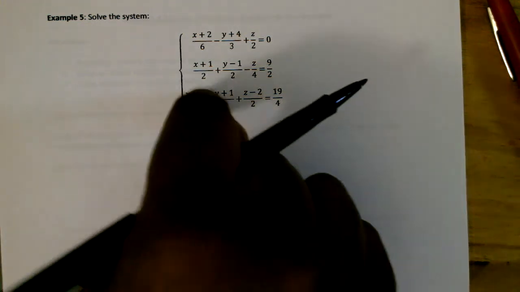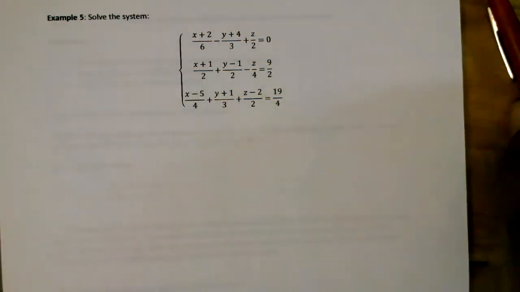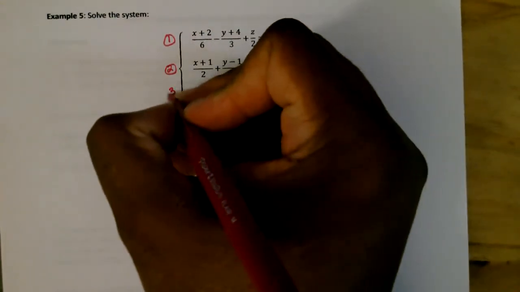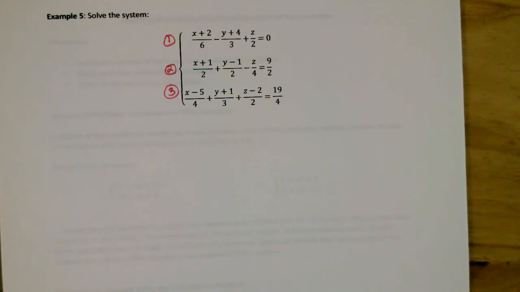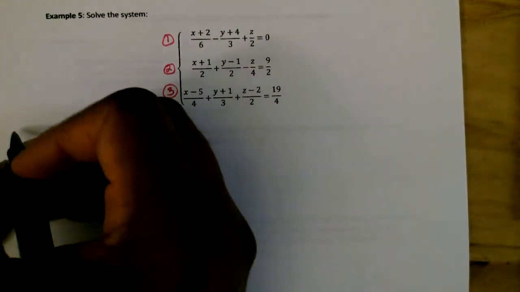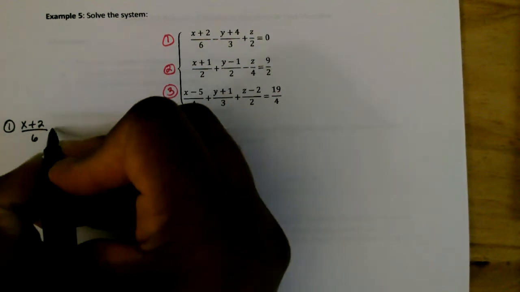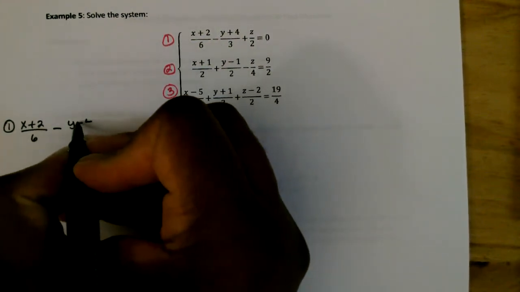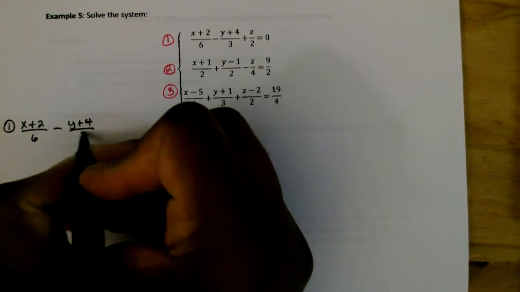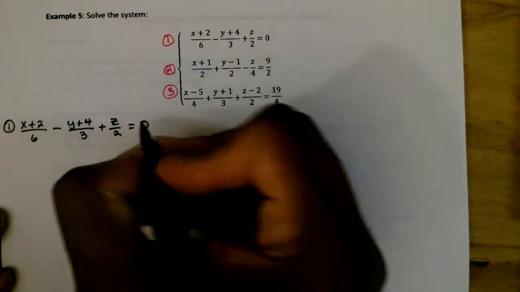Okay, we need to simplify this a bit. If you want to, you can label these as equation 1 for the first one, this one equation 2, this one equation 3. But we're going to simplify these equations here before we start solving for x, y, and z. All right, let's start with the first equation: (x + 2)/6 - (y + 4)/3 + z/2, and that's equal to 0.